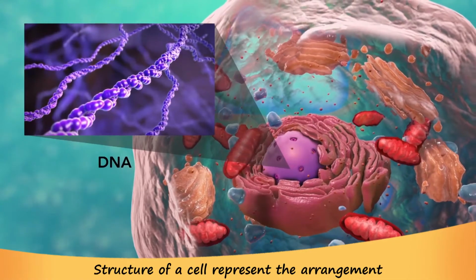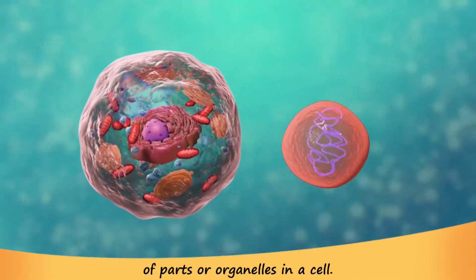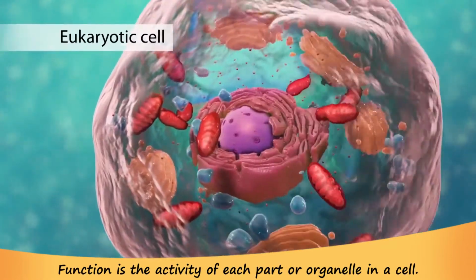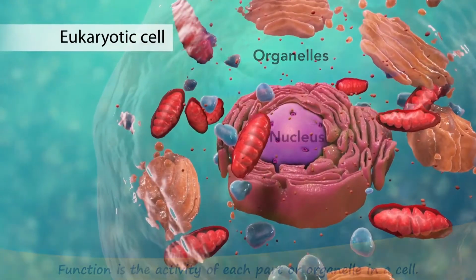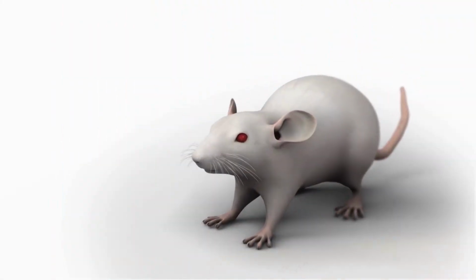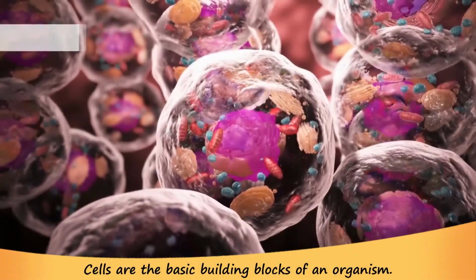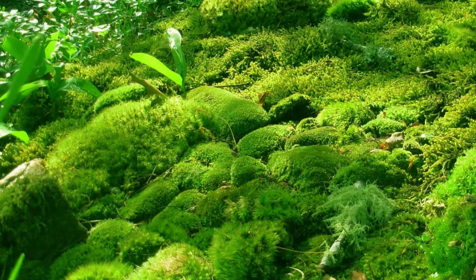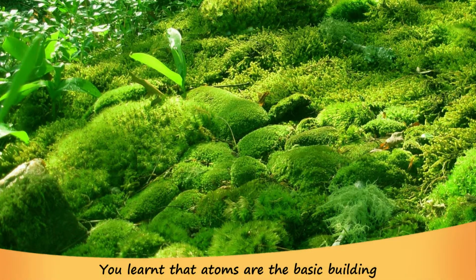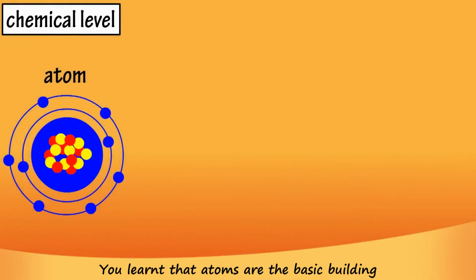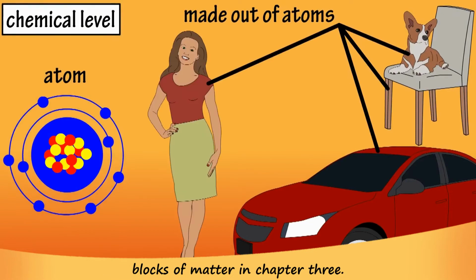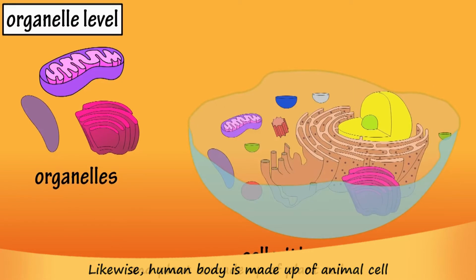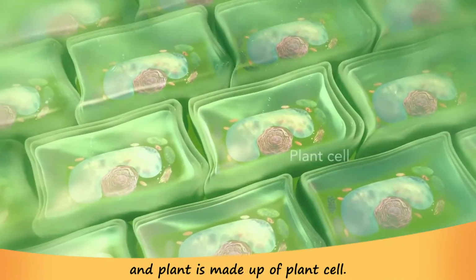Structure of a cell represents the arrangement of parts or organelles in a cell. Function is the activity of each part or organelle in a cell. Cells are the basic building blocks of an organism. You learned that atoms are the basic building blocks of matter in chapter 3. Likewise, the human body is made up of animal cells and a plant is made up of plant cells.